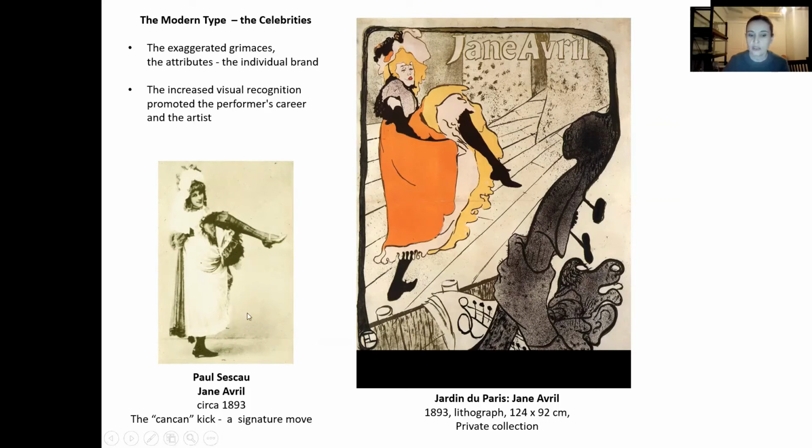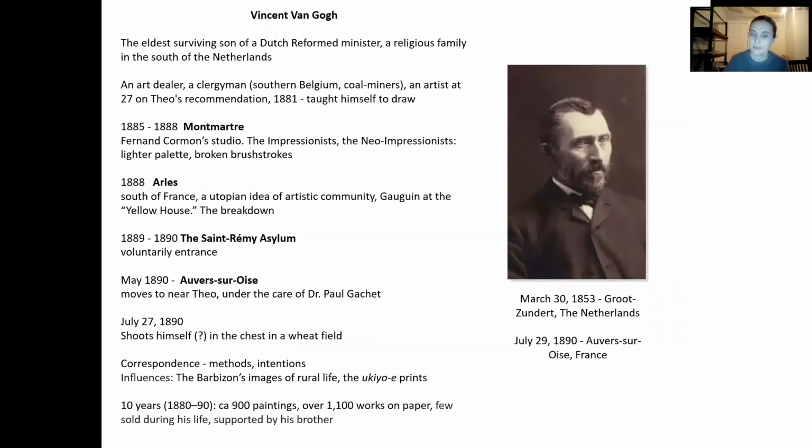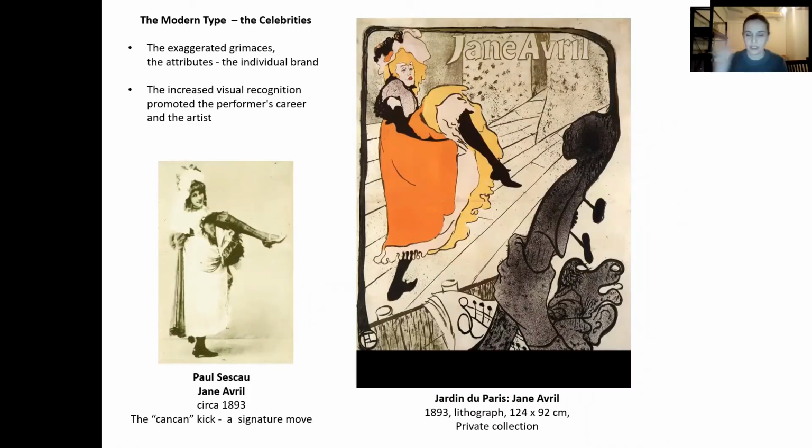So this is Jeanne Avril. That is her signature move, a can-can kick. And on the poster, we recognize her. Even if she wasn't signed, for a 19th century visitor to these cabarets, this would be a recognizable brand. Okay, so this is Toulouse-Lautrec in 15 minutes.